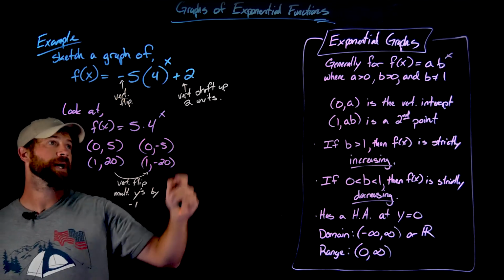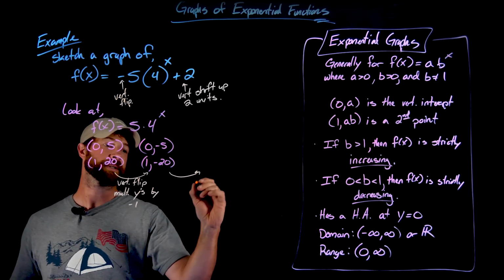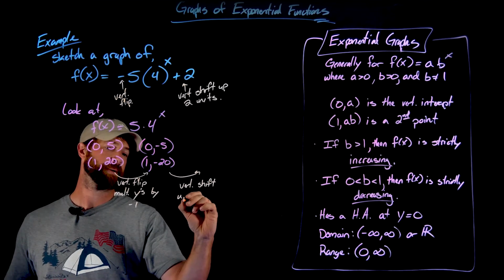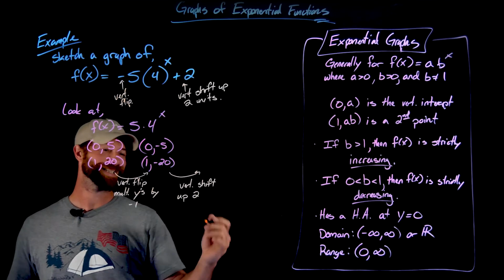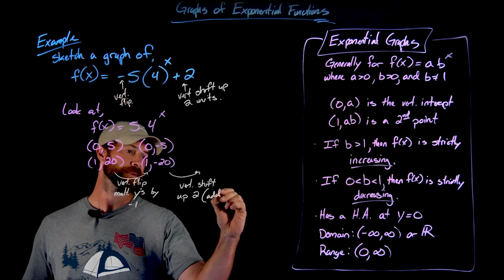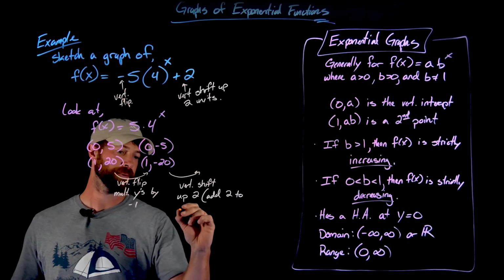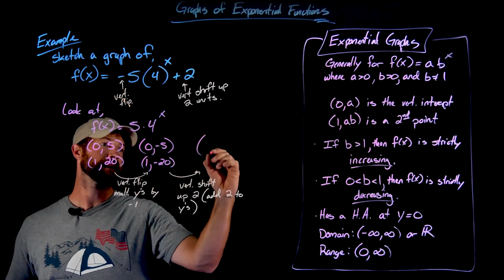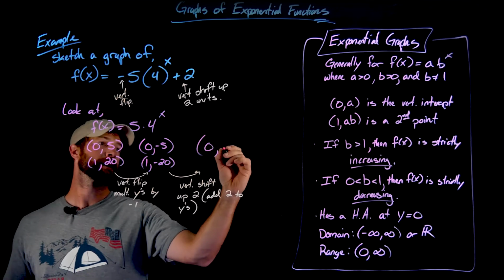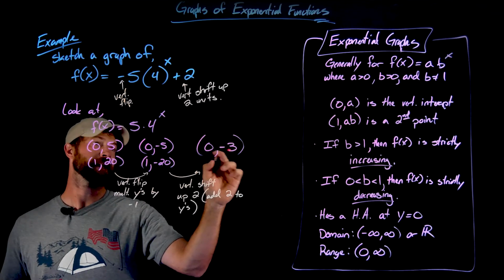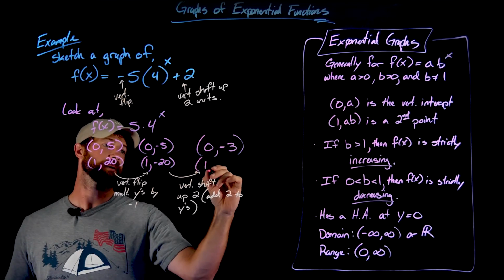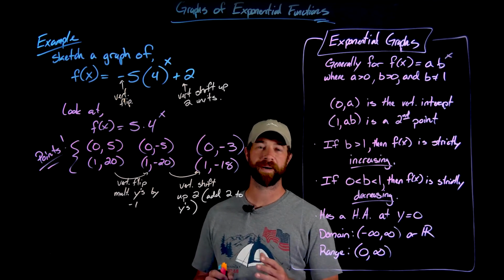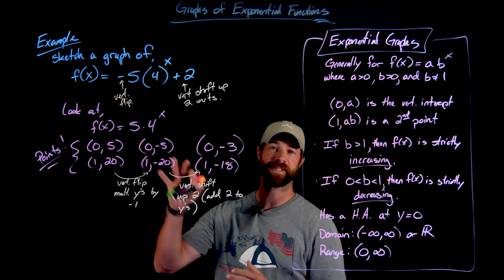Then I'm going to apply this vertical shift right here to these points. So this is a vertical shift up 2, which means I'm going to add 2 to the y's. So what I'll get from that, in this case, this is now 0, -3, is adding 2 to -5, and this becomes 1, -18. So I have my 2 points. I've run them through the transformations that I see of this function.